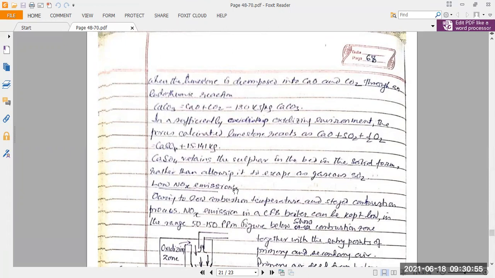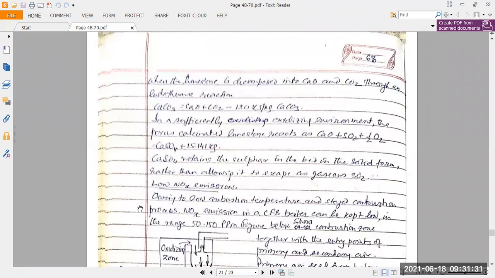The low NOx emission. NOx is nitric oxide. Owing to low combustion temperature and staged combustion process, NOx emission in a CFB boiler can be kept low, in the range of 50 to 150 ppm.